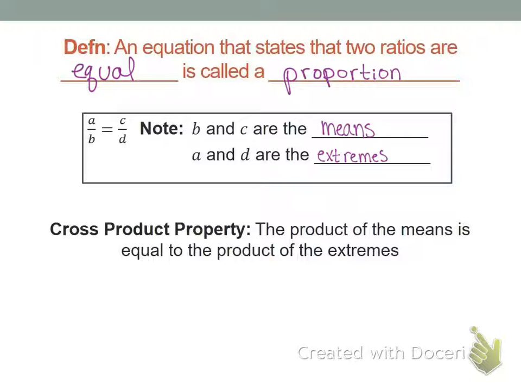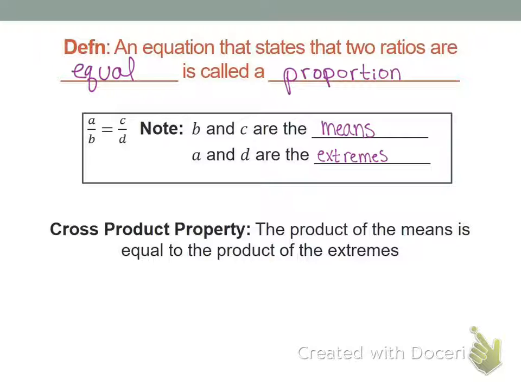Middle means. Now, if that doesn't click to you or make a whole lot of sense, that's just how I remember it. If you just want to memorize it, that's fine. If you have some other way of thinking about it, that's fine. But you need to be able to identify means and extremes. Questions about them?